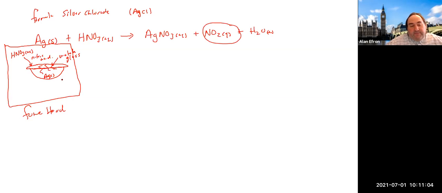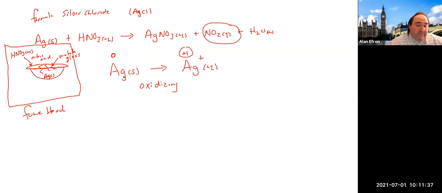But more importantly, this process is taking silver from the solid state, which has no charge at this point, to silver that has a +1 charge. So it's taken from 0 to +1, as we'll talk about in a later chapter, oxidizing the silver from a solid state to a liquid state.